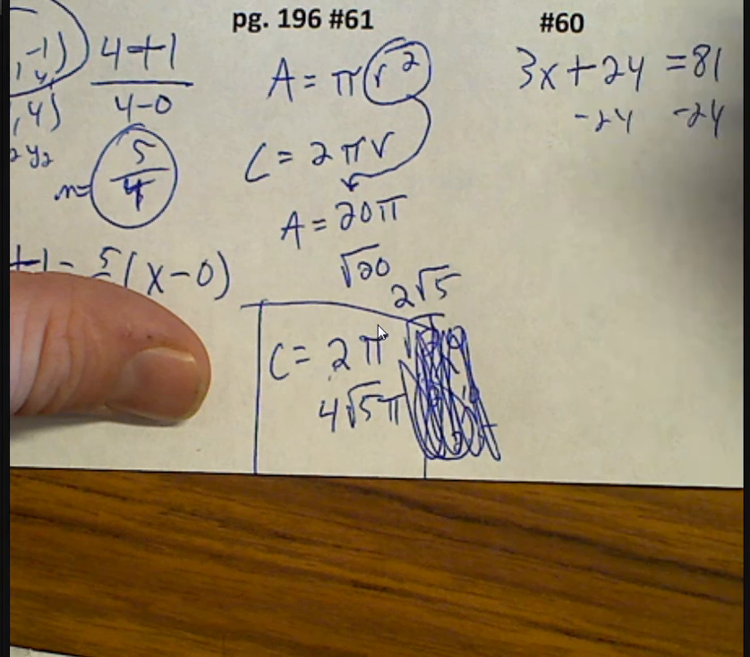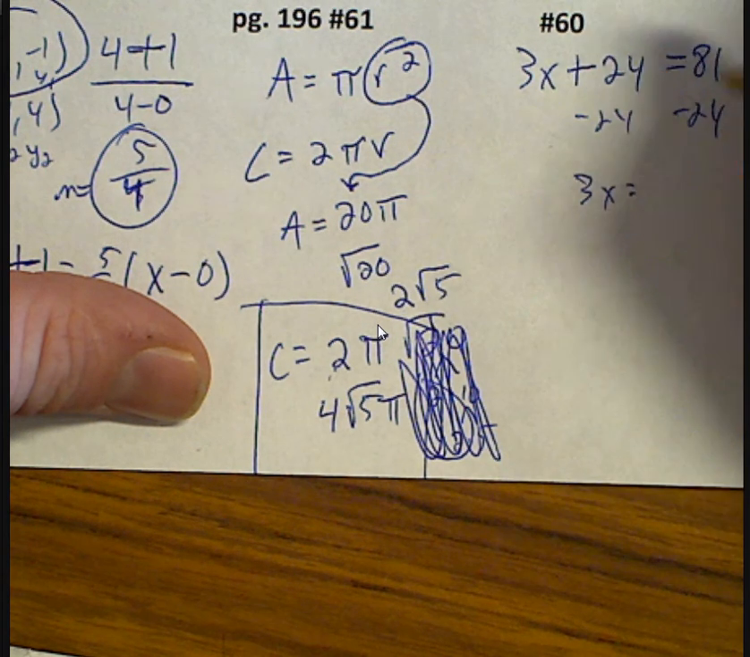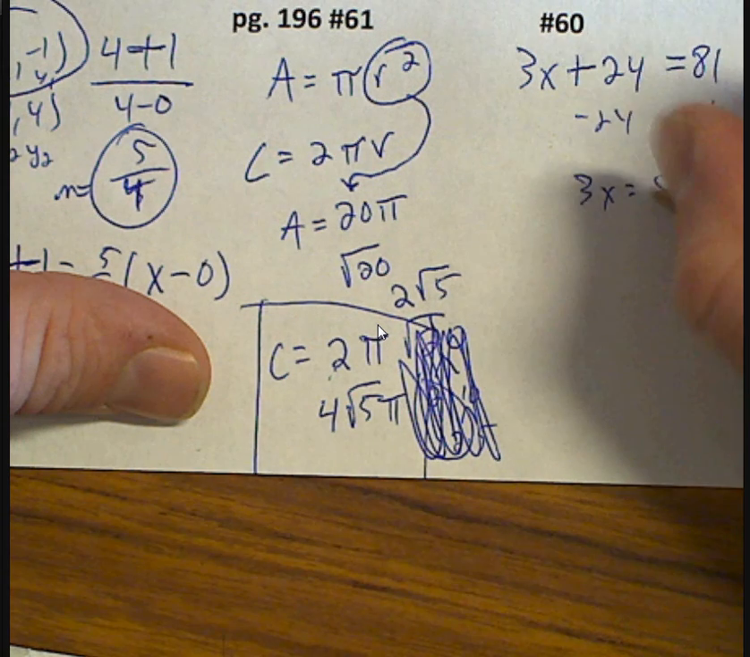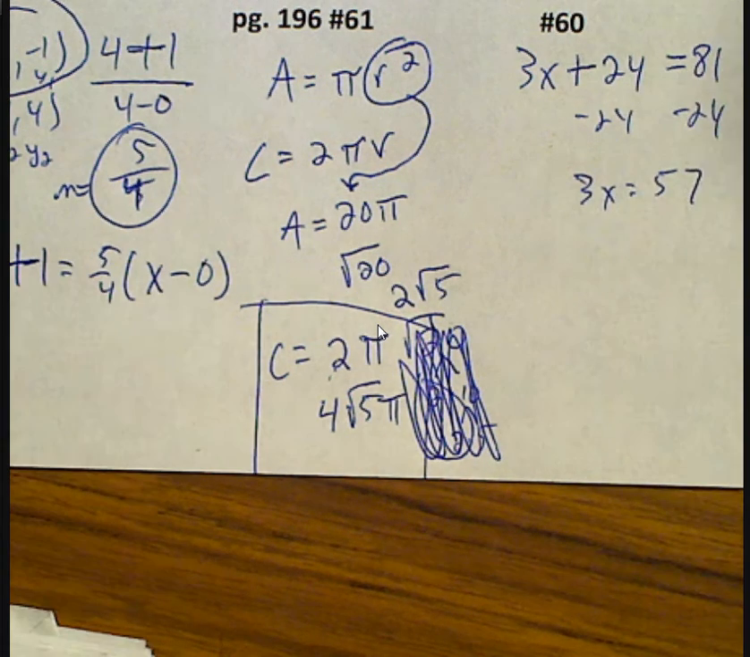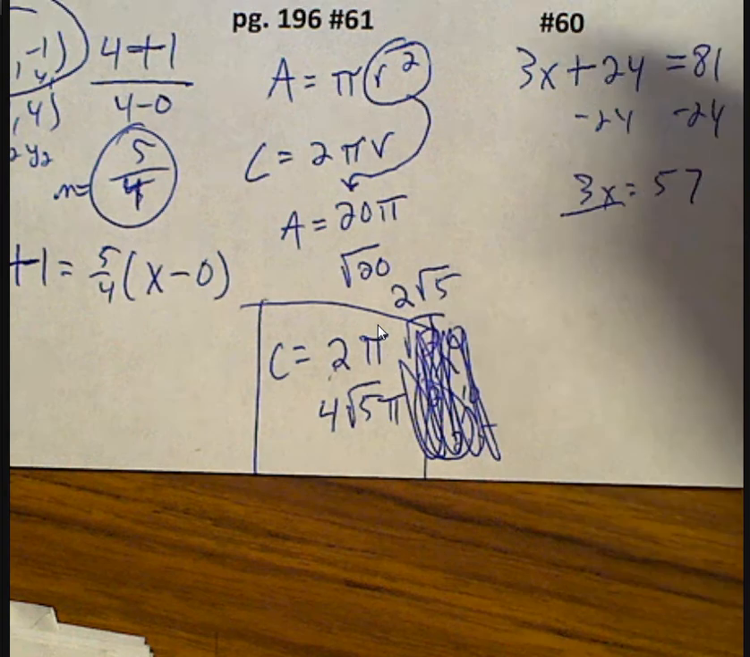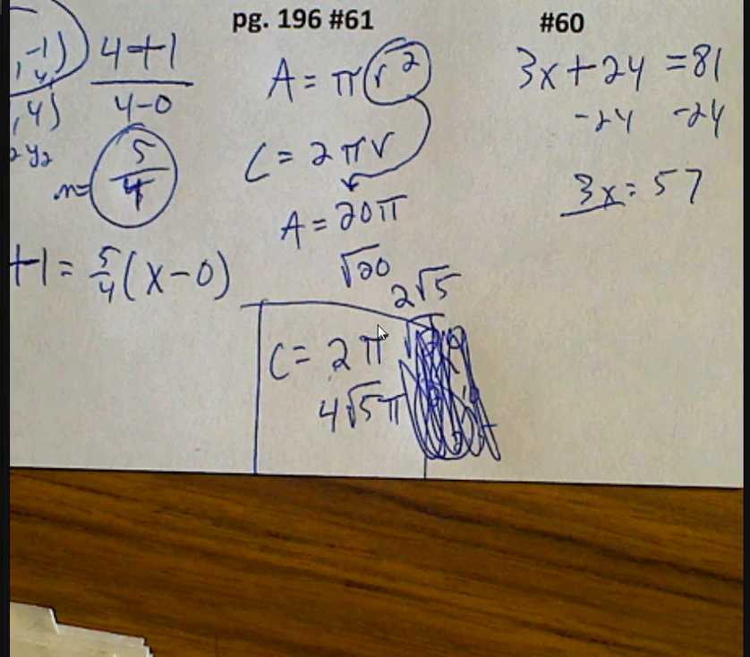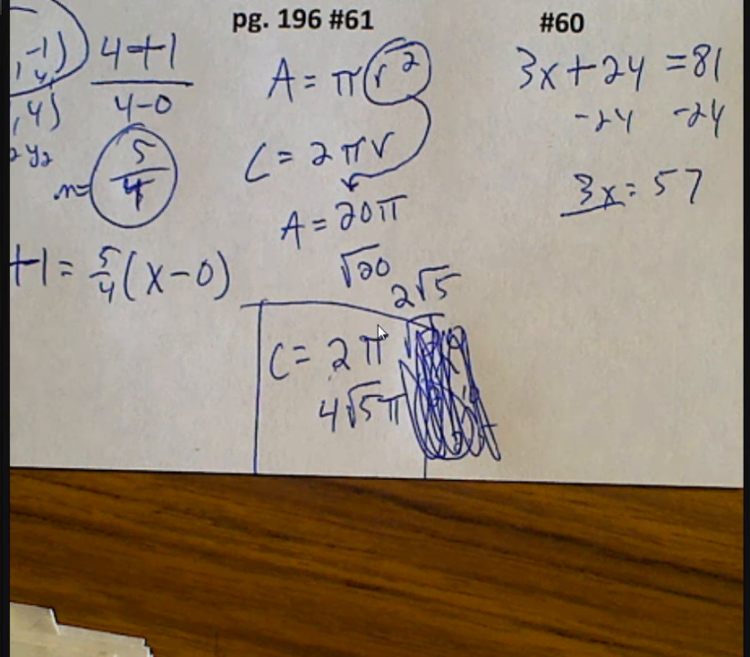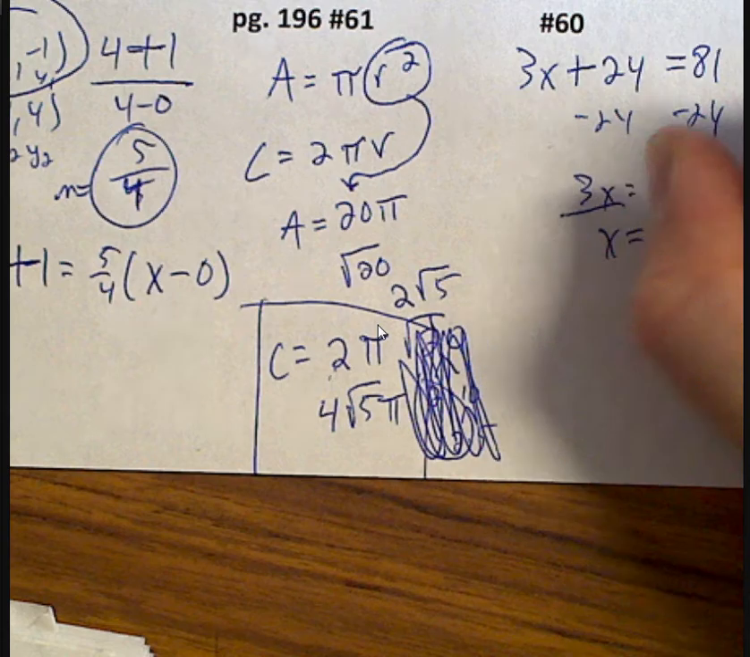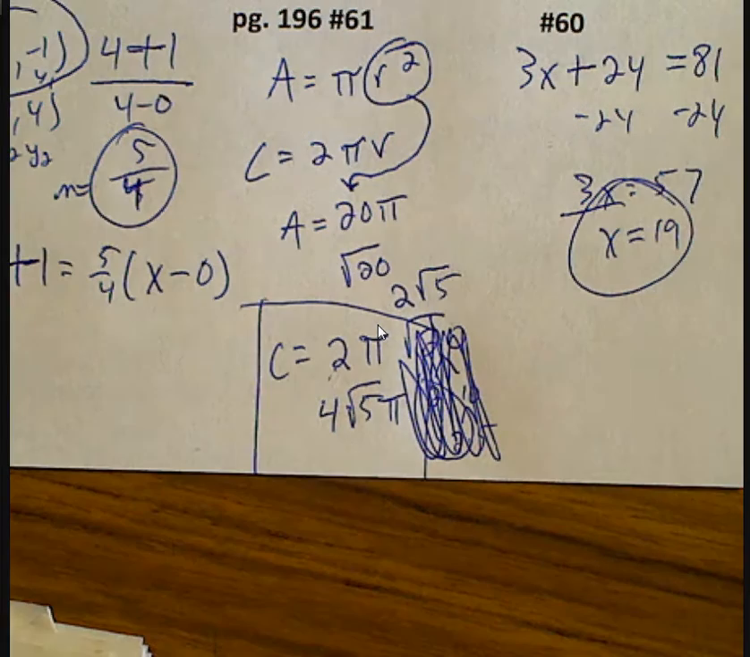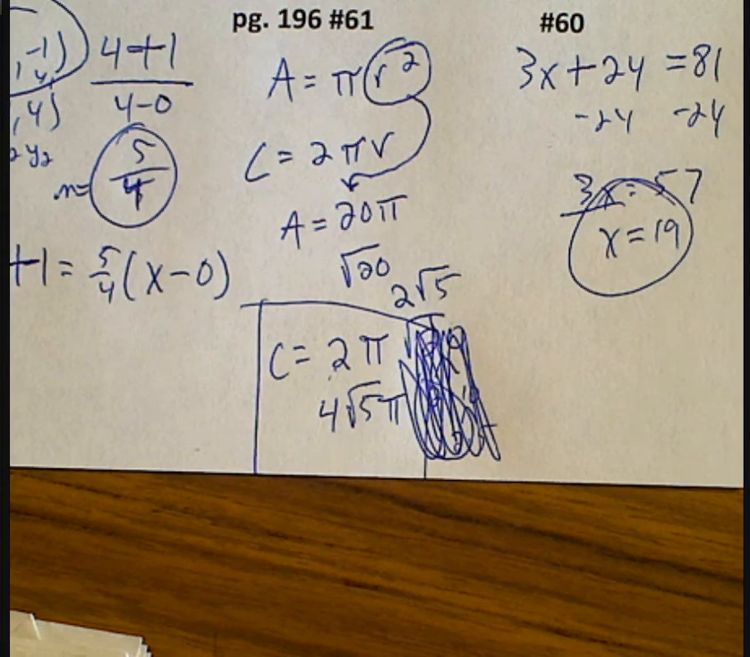Subtract 24, so 3x equals, let me make sure, 81 minus 24 gives me 57. If I divide by 3, x would be 19. So there are 19 students. And I'm done.